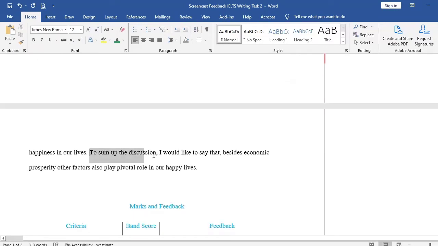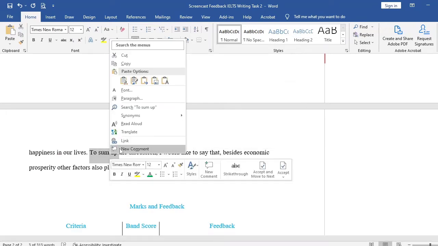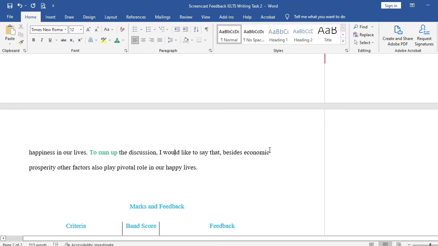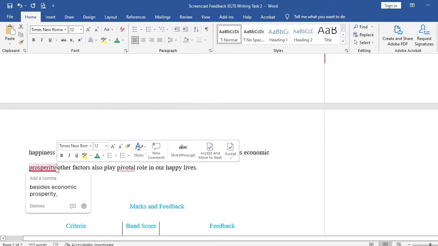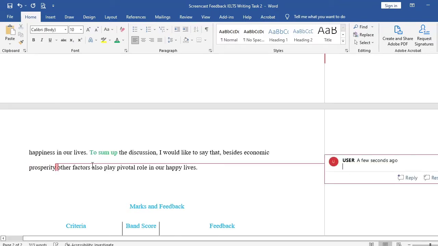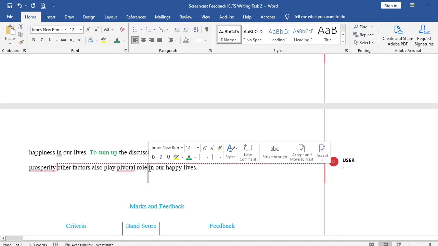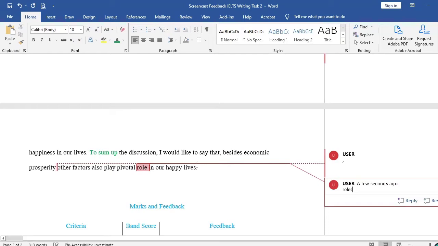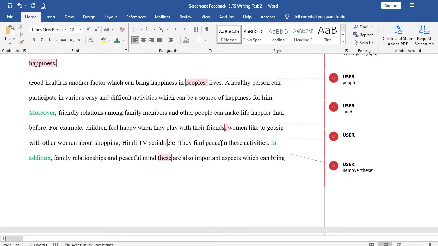To sum up the discussion, so this is also another transition marker. I would like to say that besides economic prosperity, there should be a comma here. Other factors also play pivotal role. It should be roles, right? Roles in our happy lives. Okay, so let me go to the feedback.